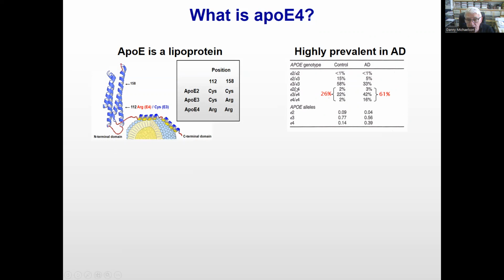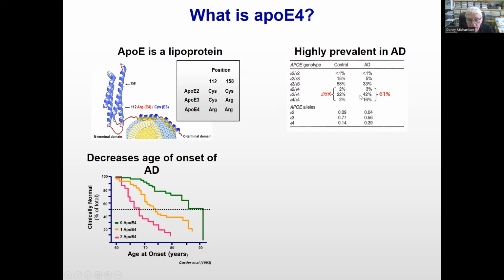As you can see here, the frequency of ApoE4 alleles in controls is 26%, whereas in the AD patients it is 61%, which is rather significant. But not only is the prevalence high, because this may not necessarily indicate causality, another important feature that was found by Alan Roses and his group was that age of onset is related to ApoE4.